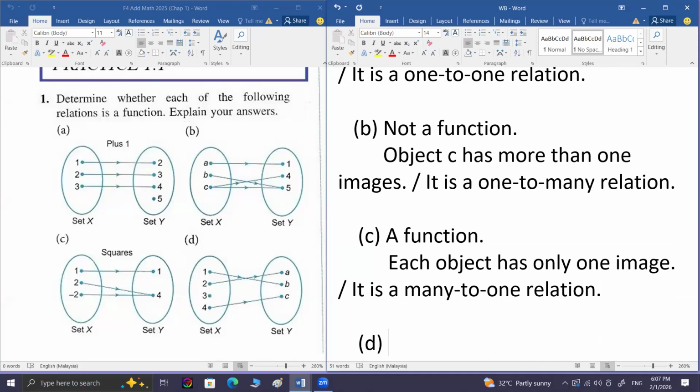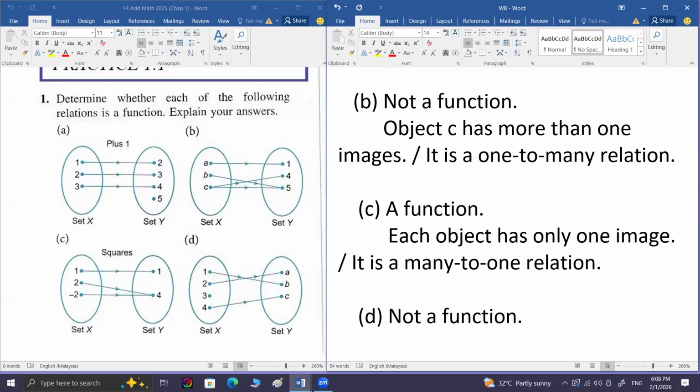No. Focus on this. I said the left side object always must have an arrow out, one. No arrow in is okay, but you must have an arrow out. So this is not a function. Not a function, yeah, sorry. So how do you explain? You say the element 3 does not have an object.